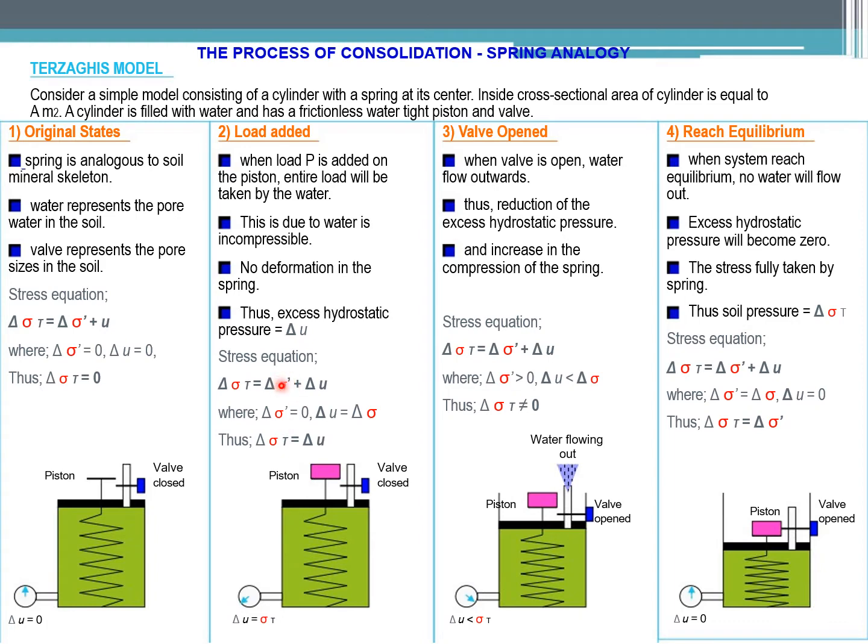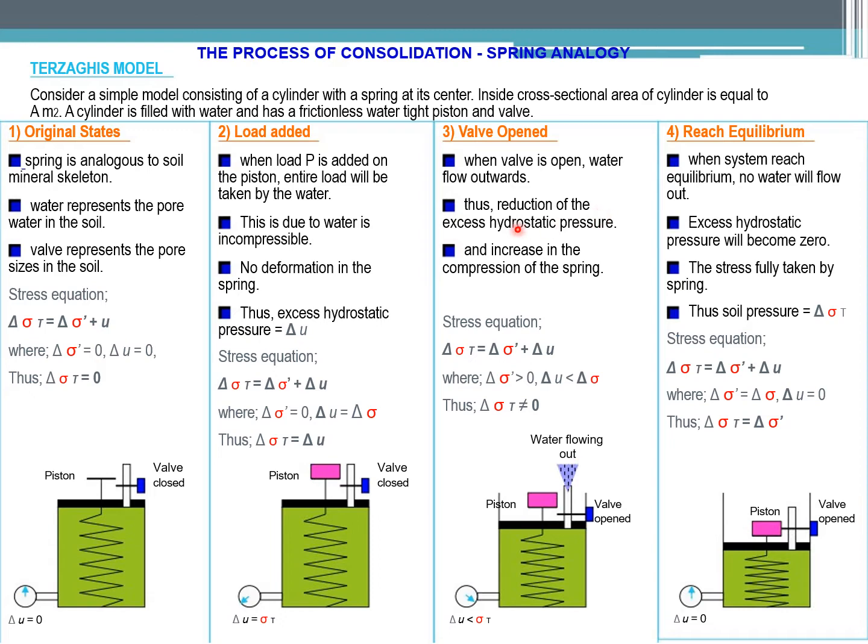So this one is 0, which means that delta stress is equal to delta U. For the case of load added but the valve is closed, delta stress is equal to delta U. And then when you open the valve, the water flows outward. The water is flowing out.